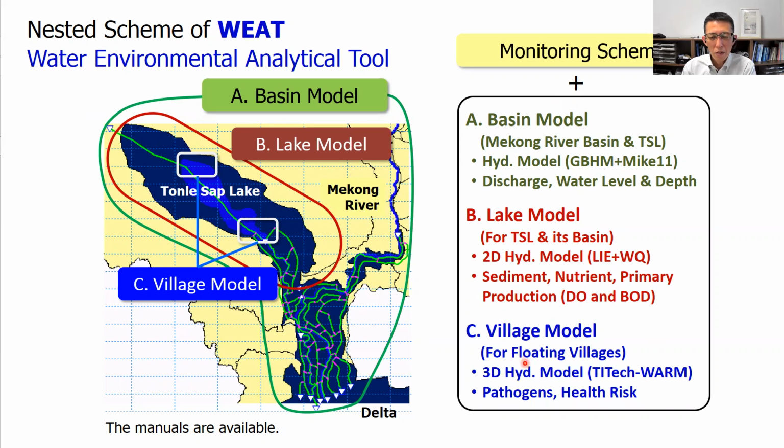And then the third one focuses on the village scale, which is about 10 kilometers, including the major village. This is based on a 3-dimensional hydrodynamic model, including vertical flow too. And instead of working on nutrients or eutrophication, this village model focuses on pathogens and the health risk of the local people, because we have some population there in the village.